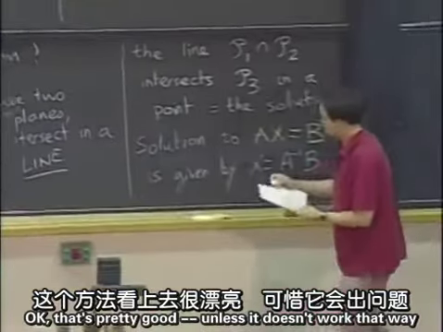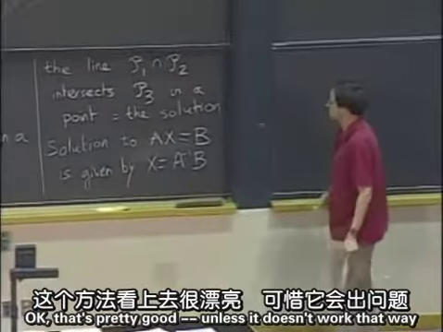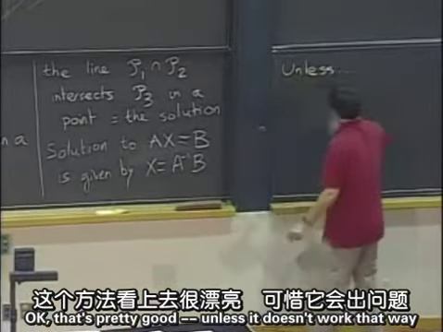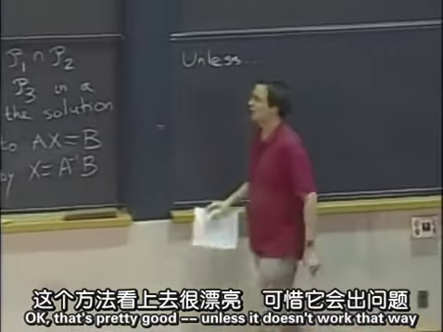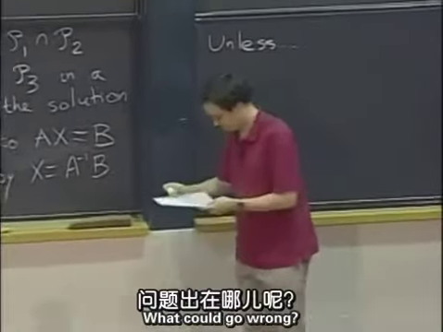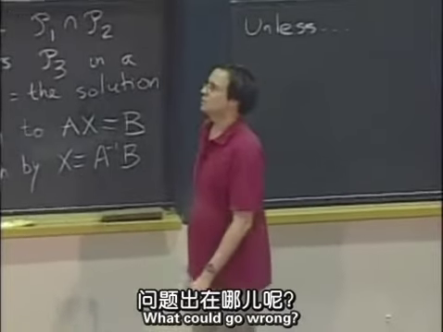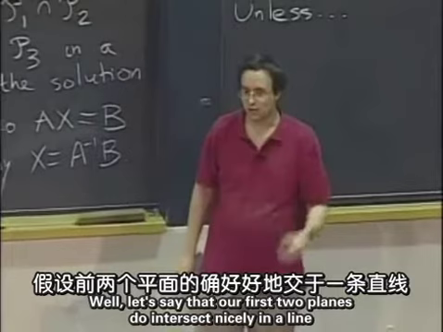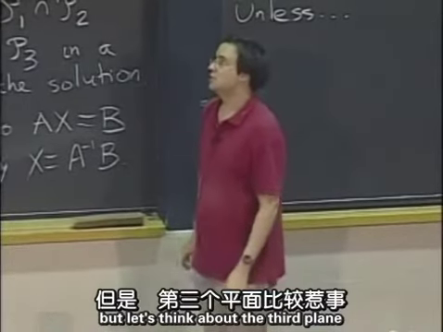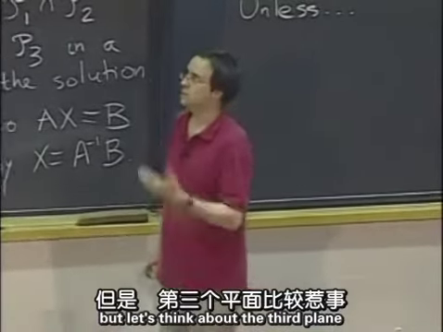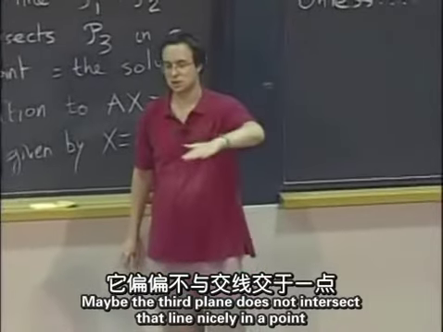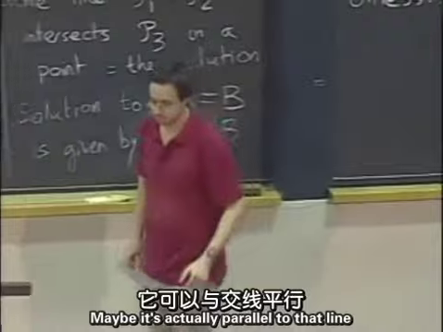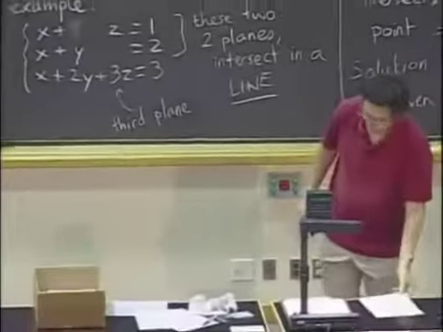Okay, so that's pretty good, unless it doesn't work that way. Okay? And what could go wrong? Well, let's say that our first 2 planes do intersect nicely in a line, but let's think about the third plane. Maybe the third plane does not intersect that line nicely in a point. Maybe it's actually parallel to that line.